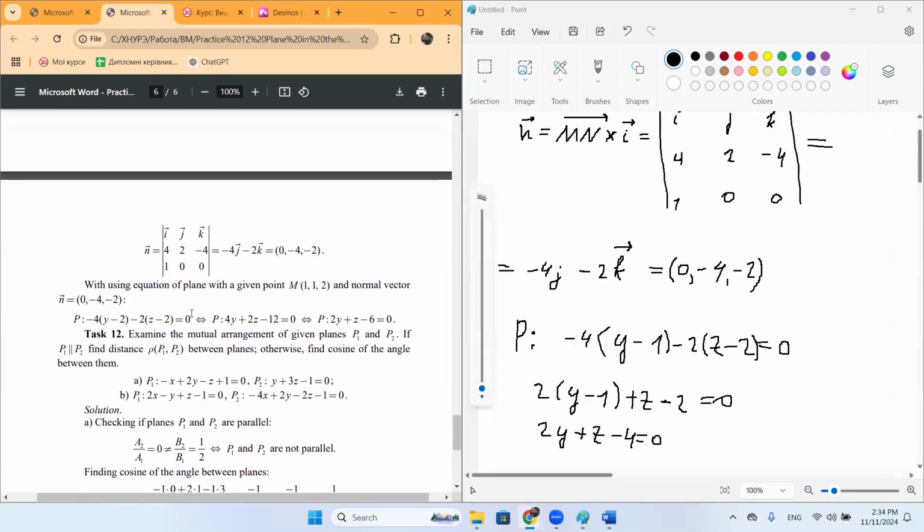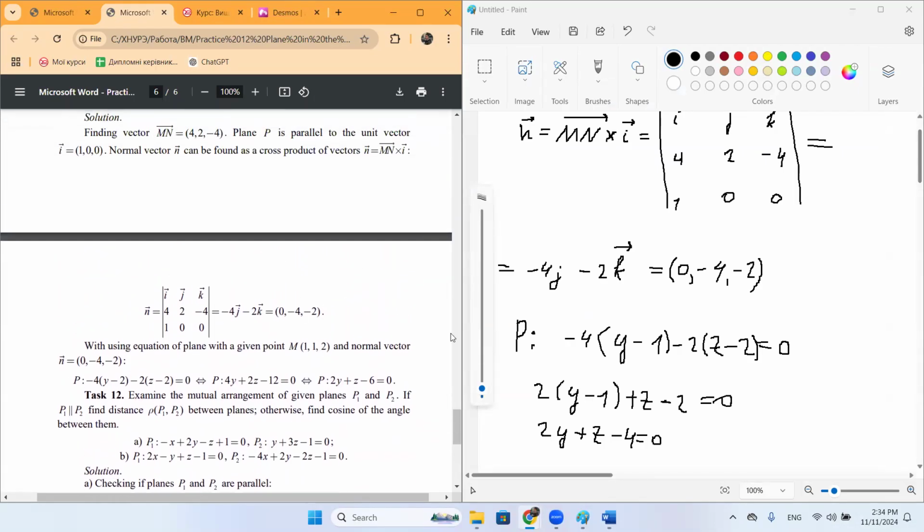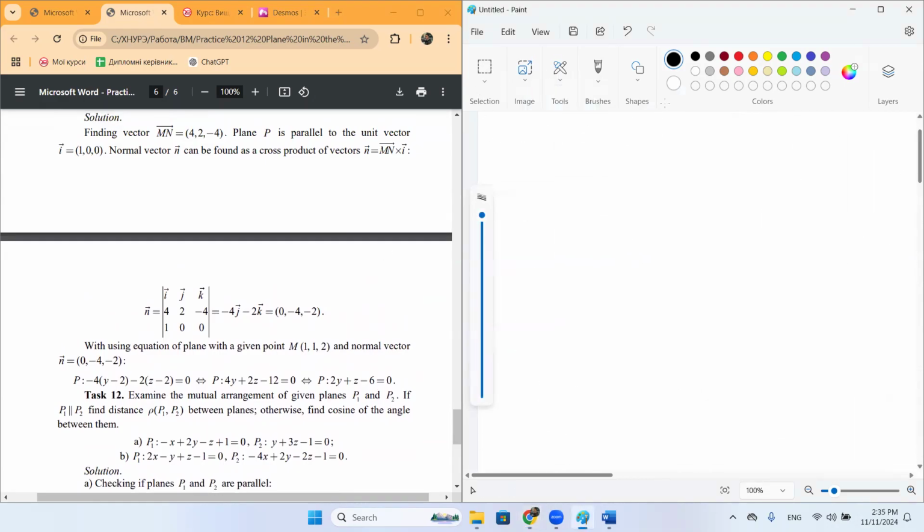So the next task is to examine mutual locations of two planes. If they're parallel, we need to find the distance between planes. And if not parallel, find the cosine of the angle between them.